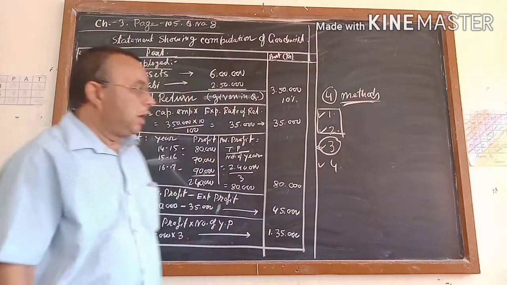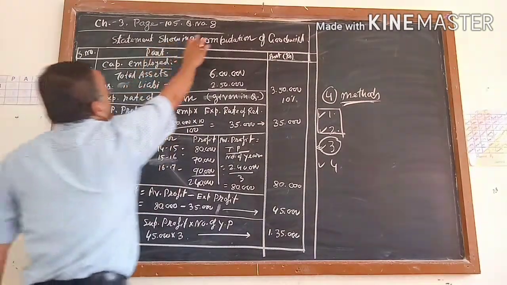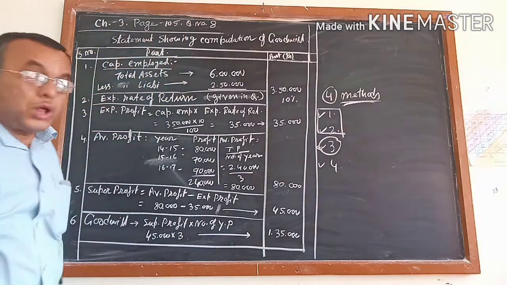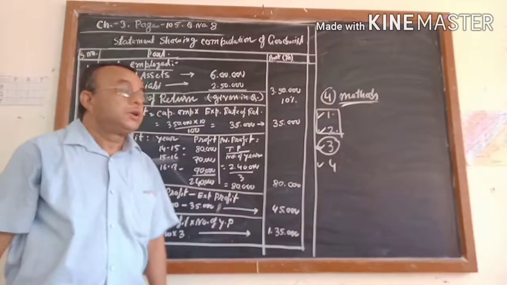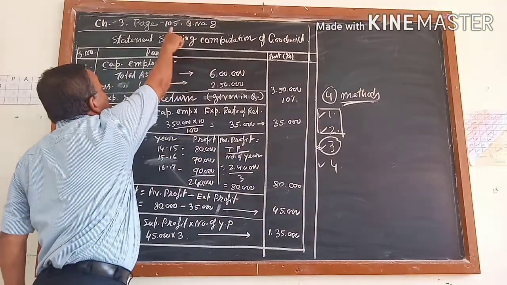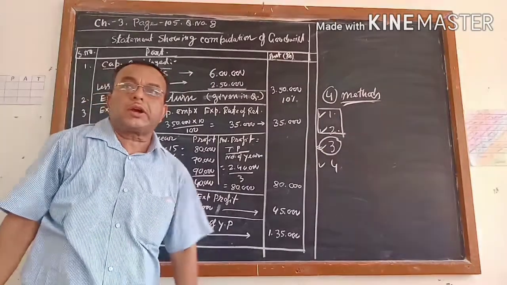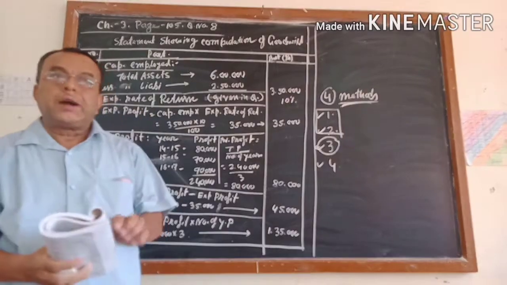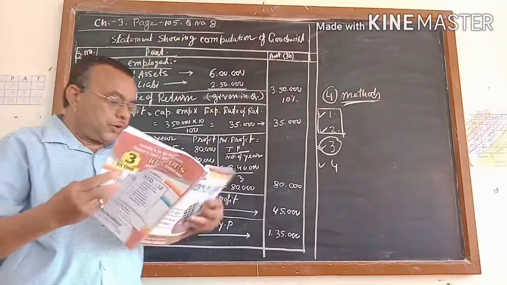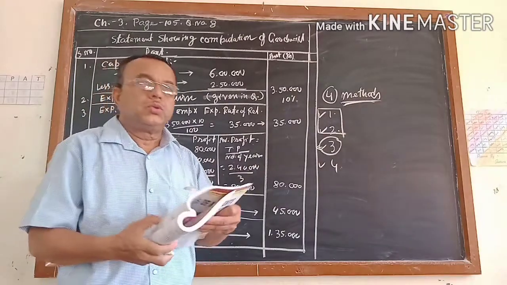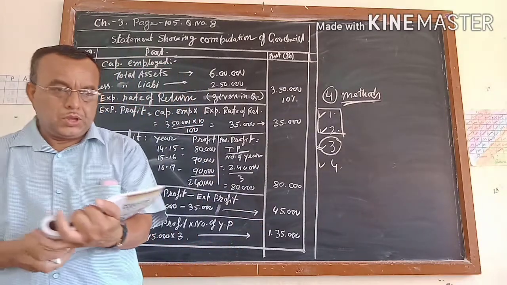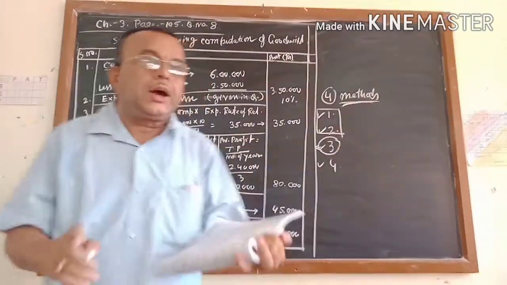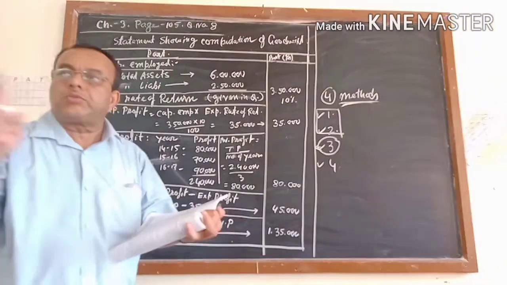Follow question number 8, page number 105, chapter 3, 12 Accounts, Part 1. Once again, question number 8, page number 105, chapter 3, 12 Accounts, Part 1. Today I will teach you one more sum. Let me read the question first. After that, I will tell you what is given and what is not given. When you read the question, you will come to know what data you have to collect to complete the sum.